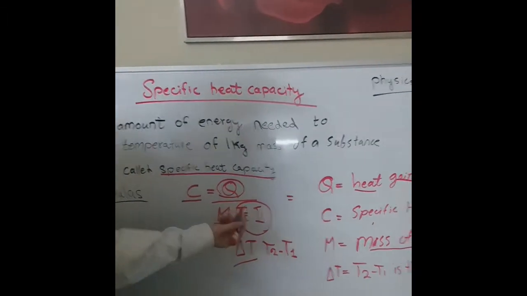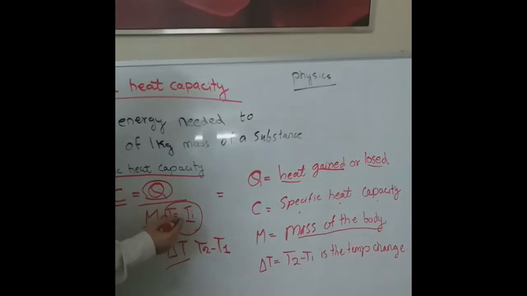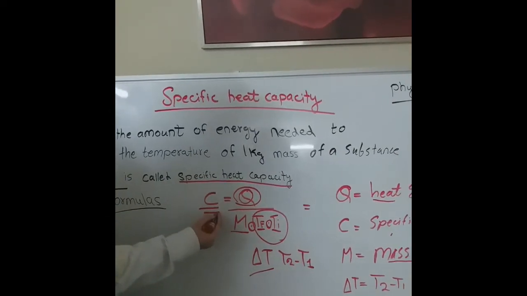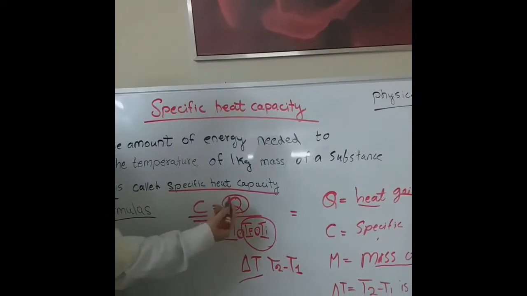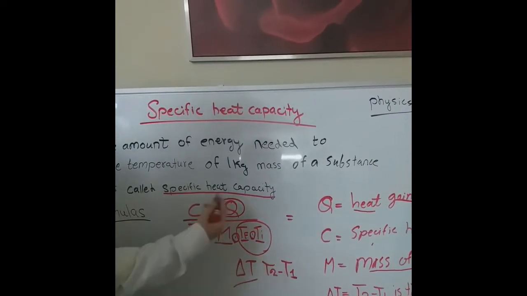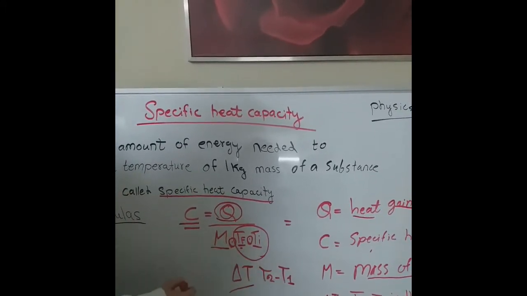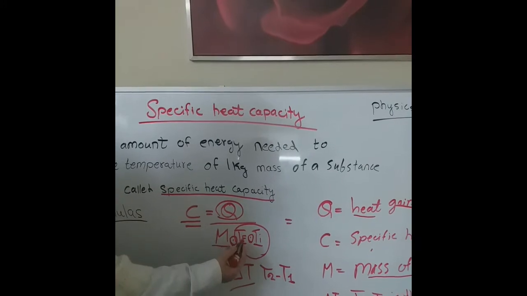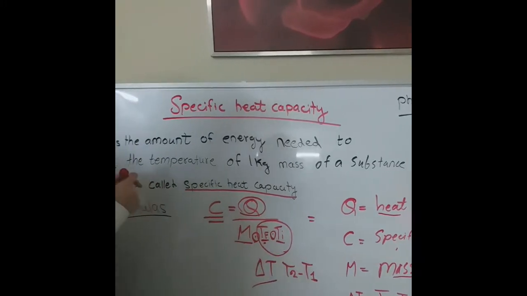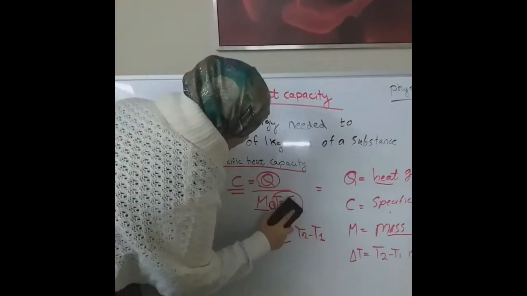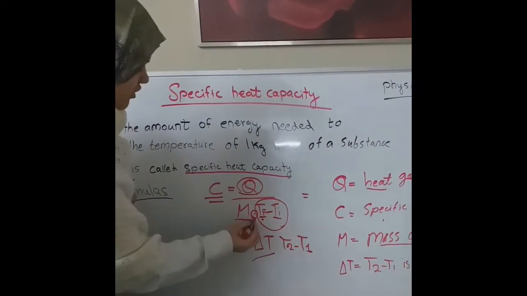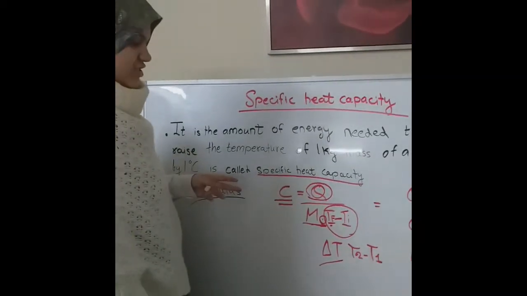But here, can you see the point here? And here also is a point. That means times. The specific heat capacity equals the heat gained or lost over the mass of the body times the change of temperature, or T2 minus T1. Excuse me, I made a small mistake. It is minus. Here only it is the multiplication.